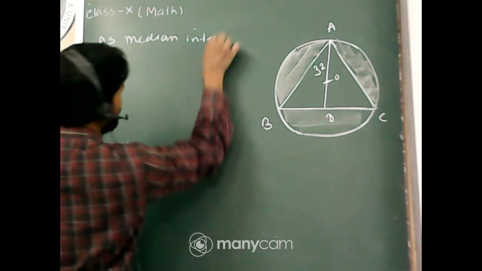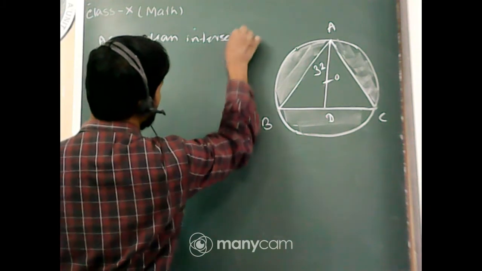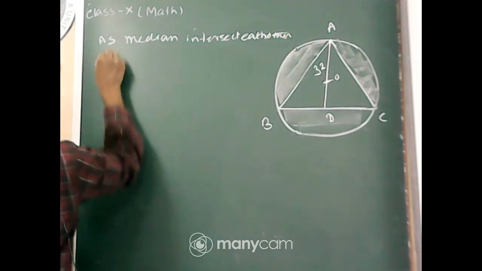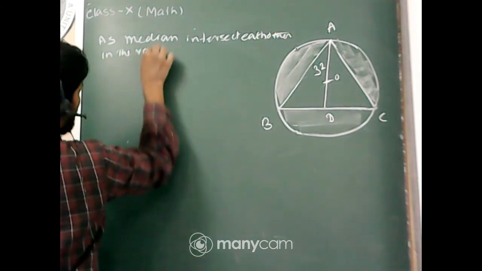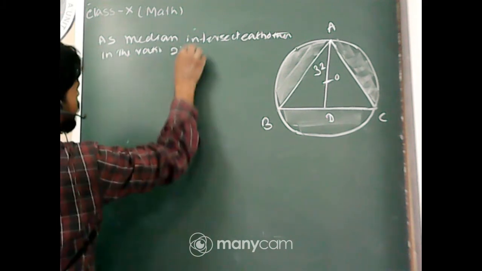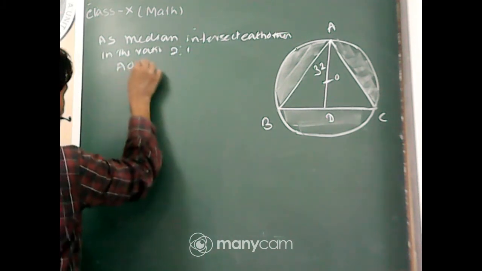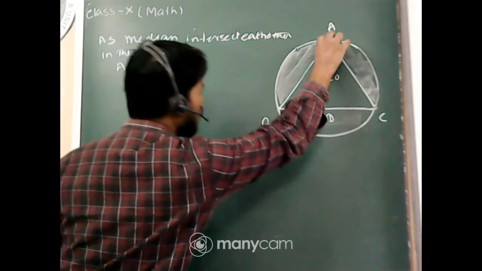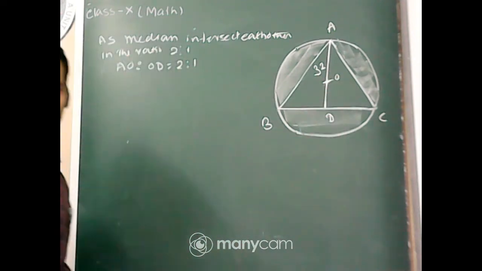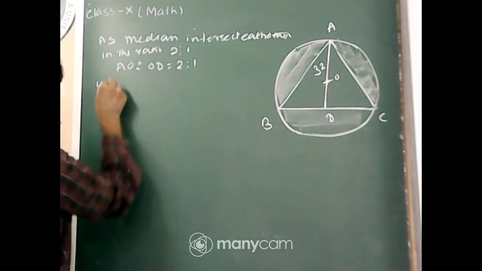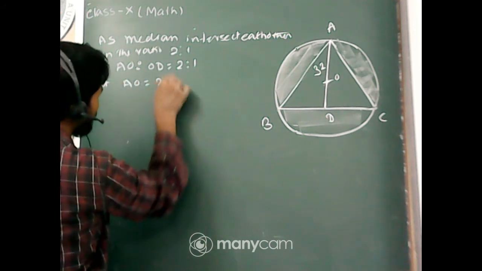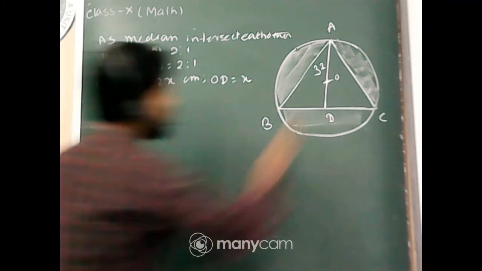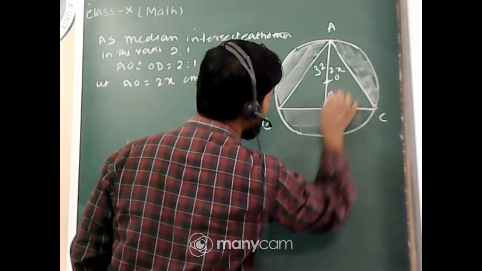Okay, so we know that as medians intersect each other in the ratio 2:1, we can say that AO is to OD is equal to 2:1. Let AO be equal to 2x centimeter and OD be equal to x centimeter. We are considering this is 2x centimeter and this is x centimeter.